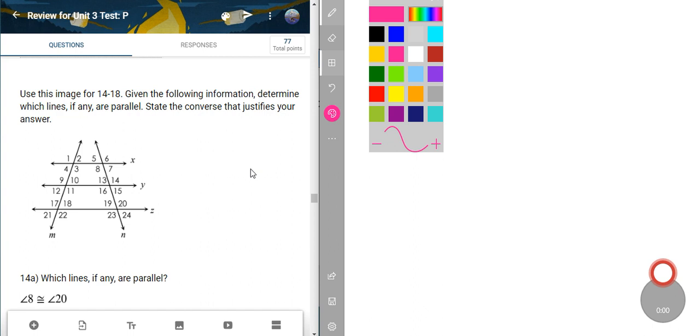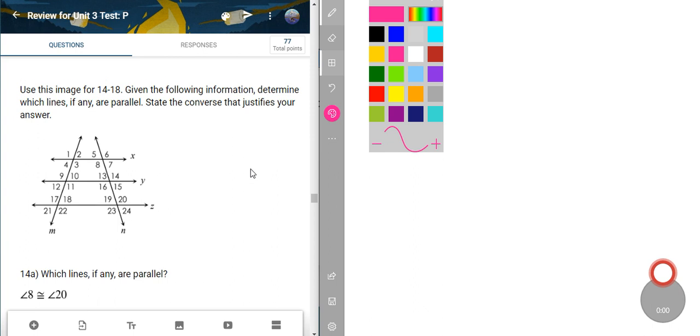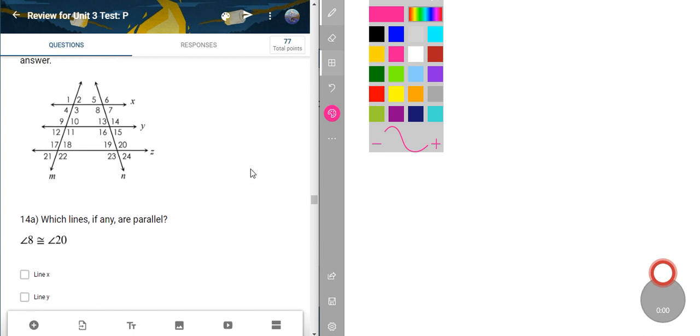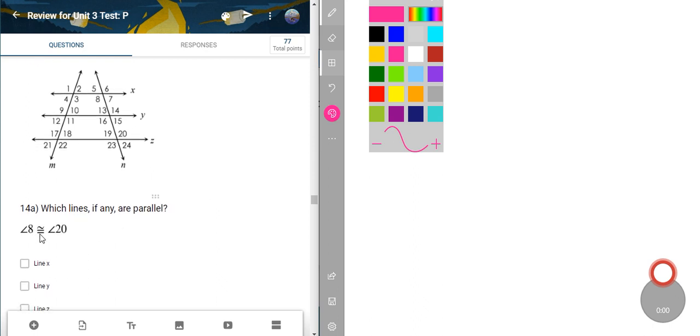Using this image for 14 through 18, given the following information, determine which lines, if any, are parallel, and state the converse that justifies your answer. So again, we're looking at angle relationships, a lot of this. So which lines, if any, are parallel? If 8 is congruent to 20, I've got to go find 8. There's 8. Let's see here. 1, 2, 3. This is my x, y, z, and m. So 8 is here, and 20 is here.